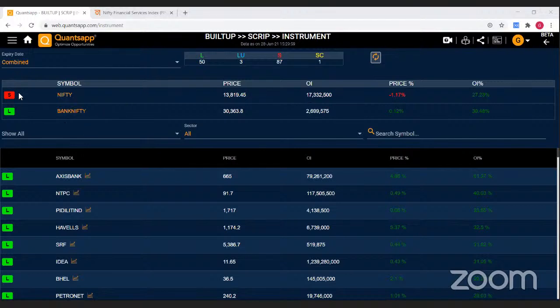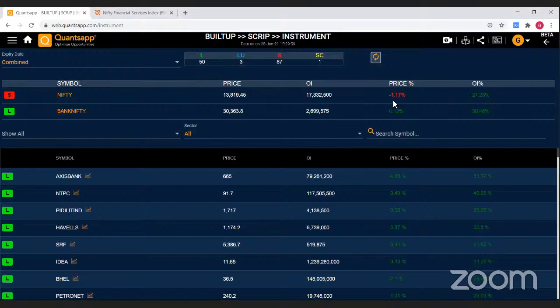So it gives me an idea. Nifty is in short by 1%, and Bank Nifty is in long. Now, as you can see, Nifty is short by 1%: prices were down by 1%, and the OI has increased by 27%. That's huge. The OI increase was very good, and the prices were going down.